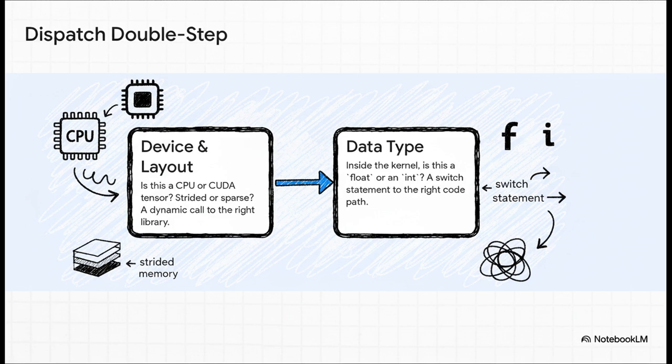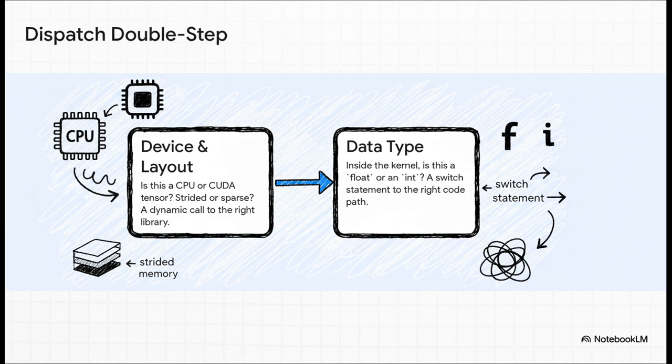The first step is the device and layout dispatch. PyTorch looks at your tensor and asks, okay, is this on the CPU or a CUDA GPU? Is it a normal tensor or something weird like a sparse tensor? This is a dynamic call that sends the operation to the right high-level library.